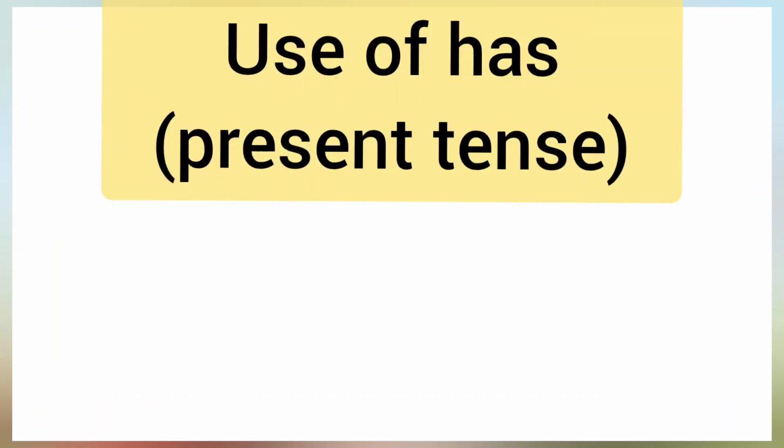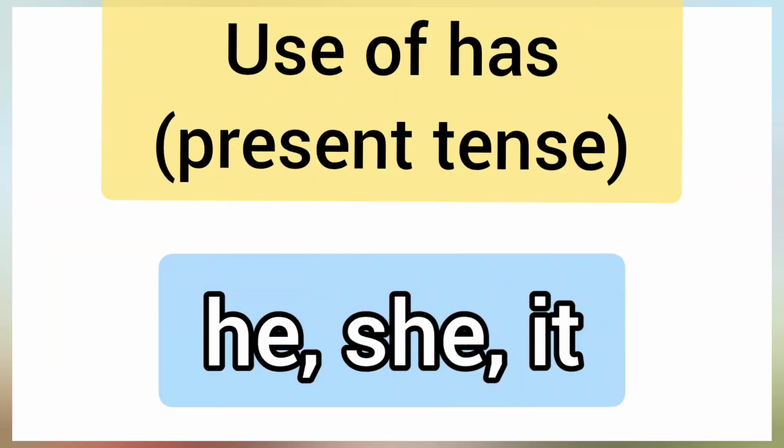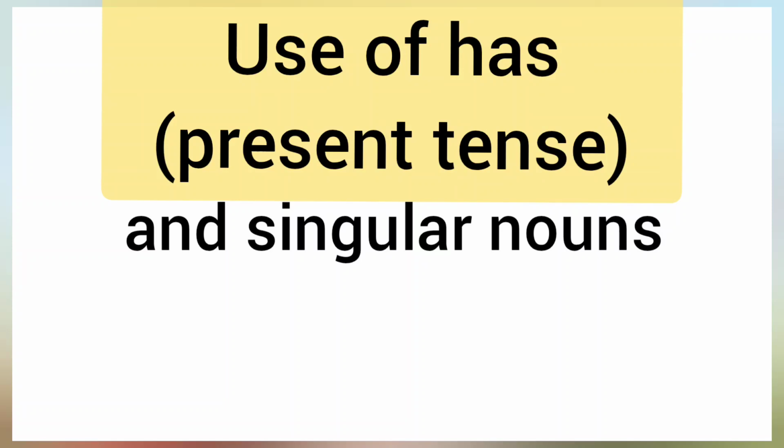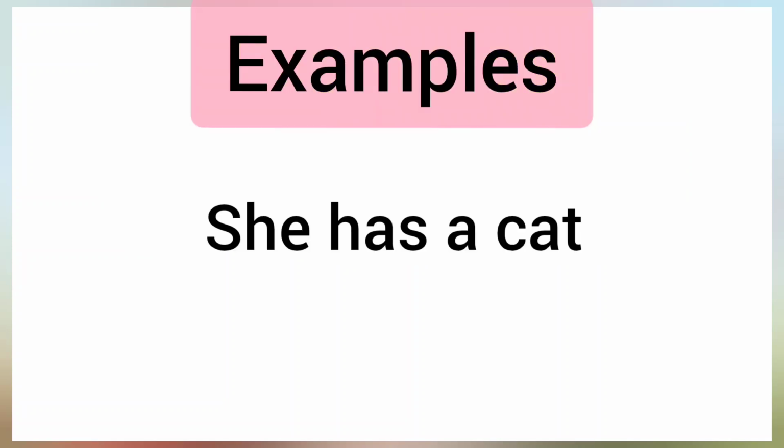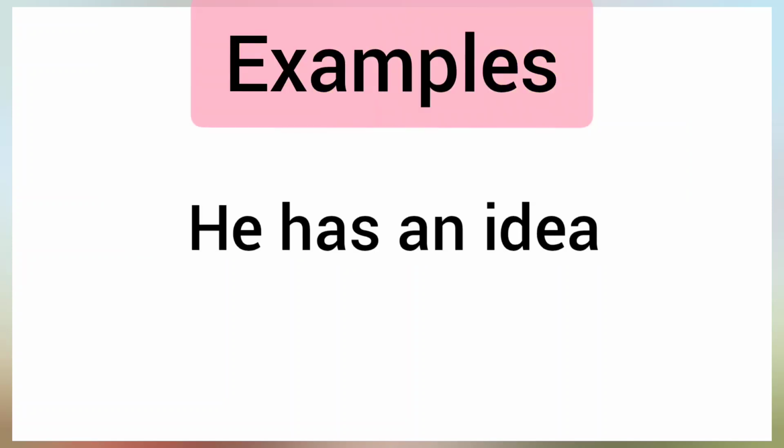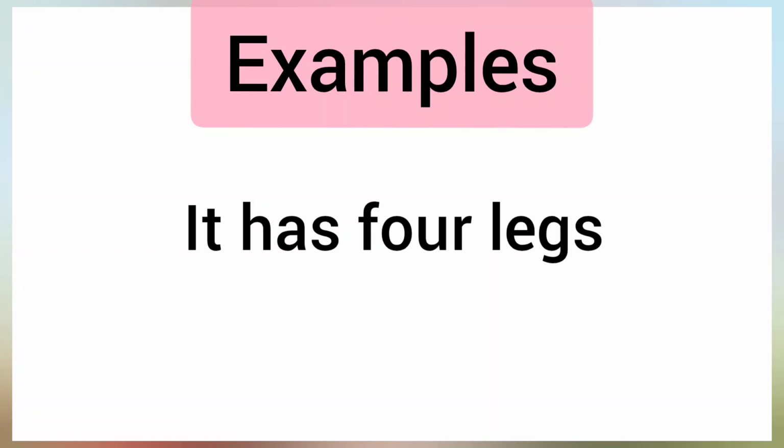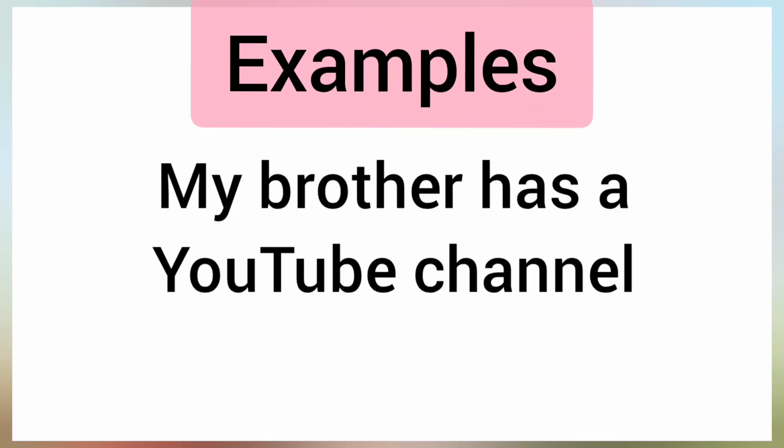Use of has, present tense. We use has with he, she, it, and singular nouns. Examples: She has a cat. He has an idea. It has 4 legs. My brother has a YouTube channel.